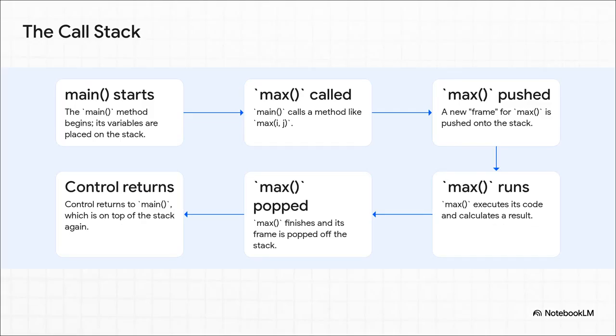So with all these methods calling other methods, how does Java not get totally lost? It uses something called the call stack. The easiest way to picture it is like a stack of plates. Your program starts, and main gets the first plate on the stack. Then main calls another method, say max. Boom, a new plate from max gets put right on top. Max does its thing, finishes up, and its plate is taken off the top. And where are we? Right back in the main method, which is now the top plate again. It's a beautifully simple system that lets your program jump around without ever losing its place.